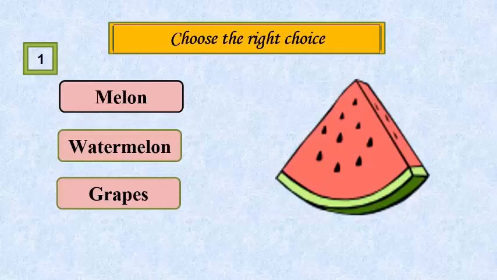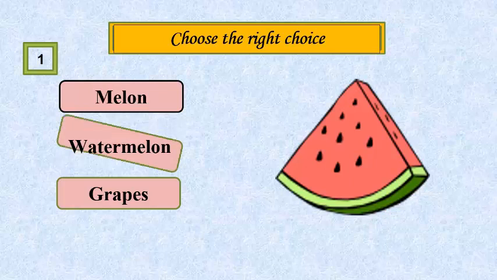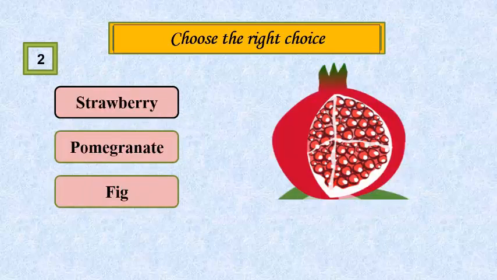Choose the right choice. Here we have a picture of a fruit. So what is its name? Is it a melon, watermelon, or grapes? The right choice is watermelon. Number 2. What's this? Is it strawberry, pomegranate, or fig? It is pomegranate.